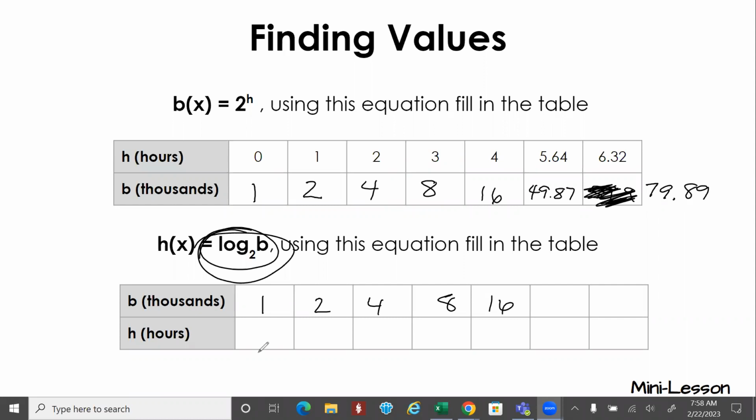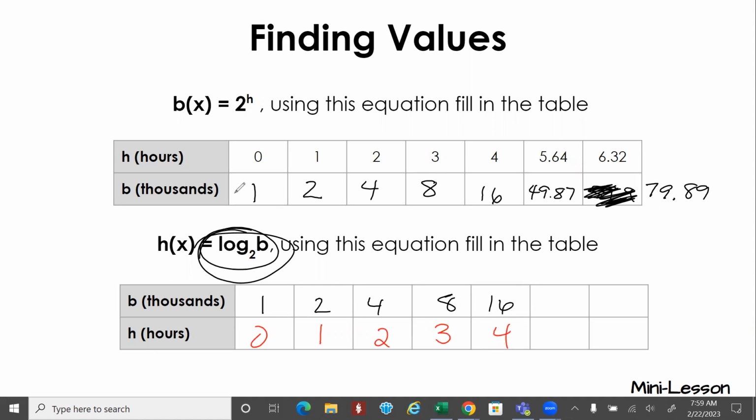Yeah, go ahead. When x is 1, what's y? Okay. And then when x is 2, what's y? Okay. When x is 4, what's y? When x is 8, what's y? When x is 16, what's y?